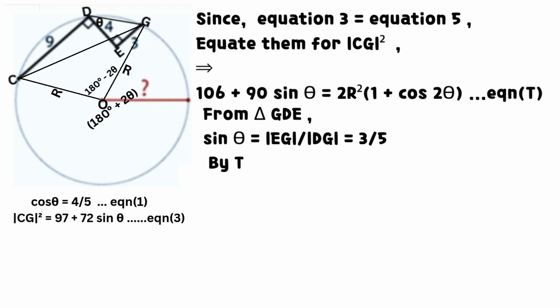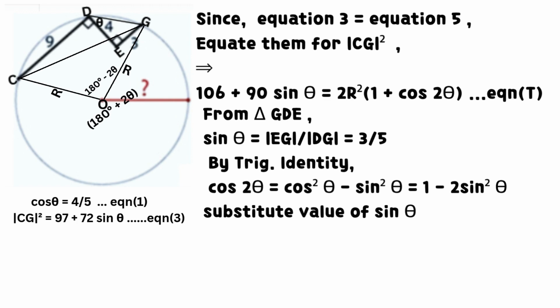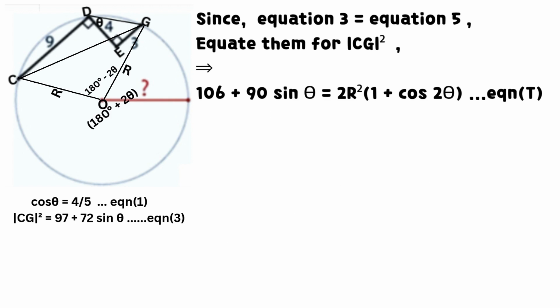From triangle GDE, sine theta equals EG divided by DG, which equals 3 divided by 5. By trigonometric identity, cosine 2 times theta equals 1 minus 2 times the square of sine theta, as shown on the screen. Substitute the value of sine theta. This signifies that cosine 2 times theta equals 7 divided by 25.